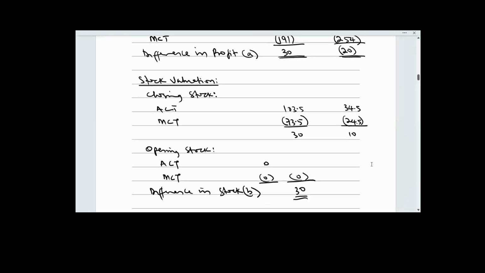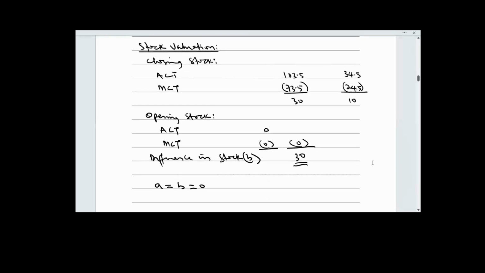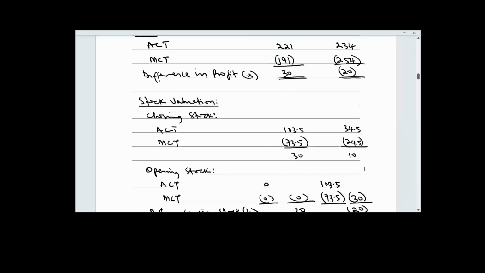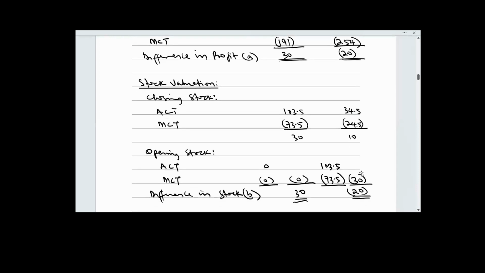So let's find the difference in opening stock. The closing stock in March will become opening stock in September, isn't it? Yes. So here will be 103.5, then minus MCT 73.5, difference of 30, right? So 10 minus 30, what do you have there? Minus 20. When you look at the two, difference in profit and difference in stock valuation, you will notice that they are equal, isn't it?